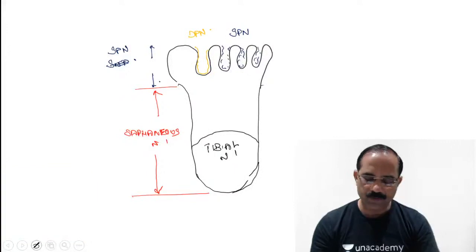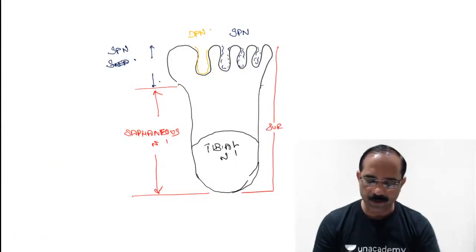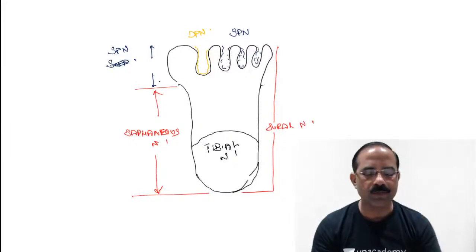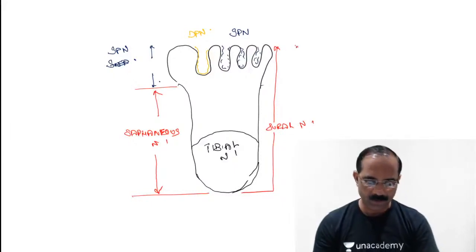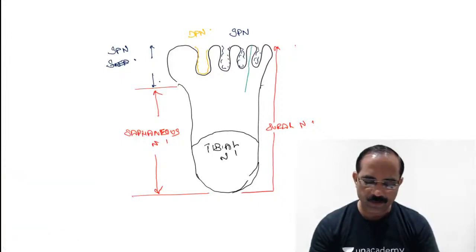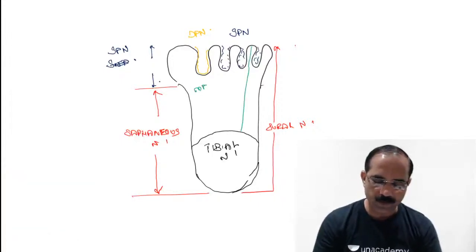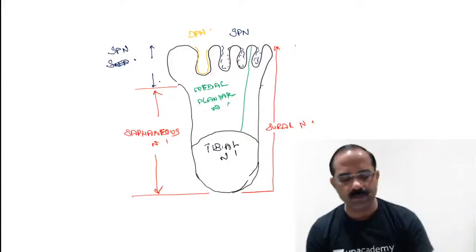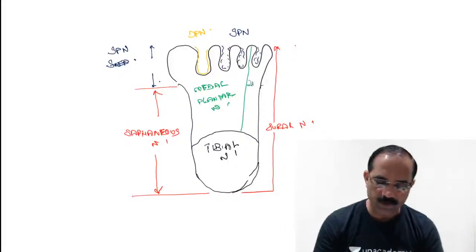The lateral aspect of the foot is supplied by whom? The lateral aspect is supplied by sural nerve. Sural nerve. Plenty of MCQs on this. This is supplied by sural nerve. This 3.5 fingers is supplied by medial plantar nerve. 3.5 fingers is supplied by medial plantar nerve and 1.5 fingers is supplied by lateral plantar nerve.